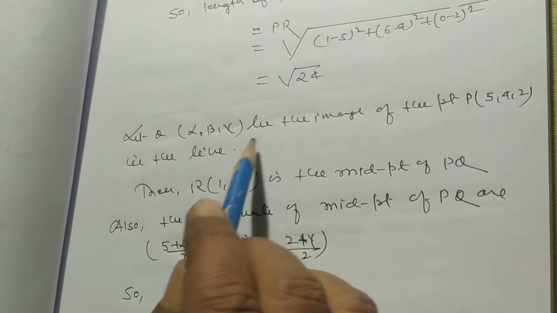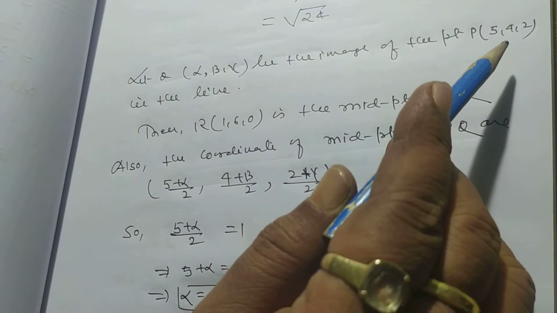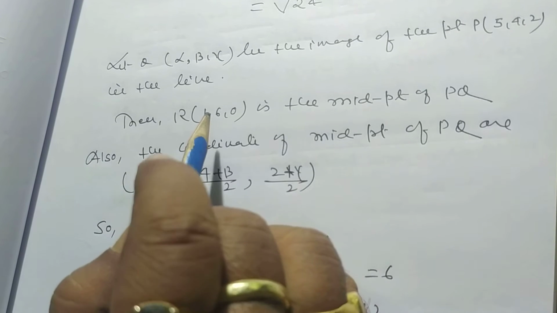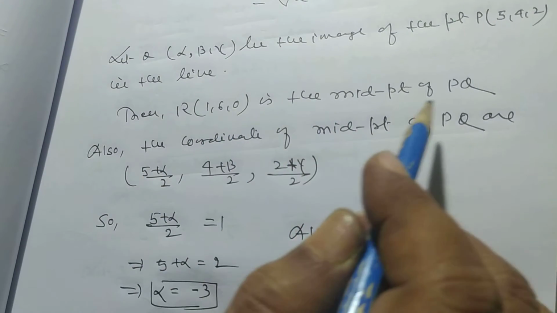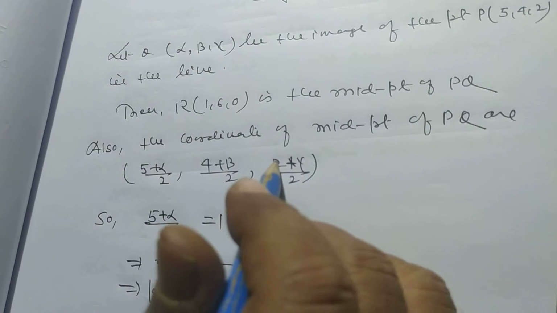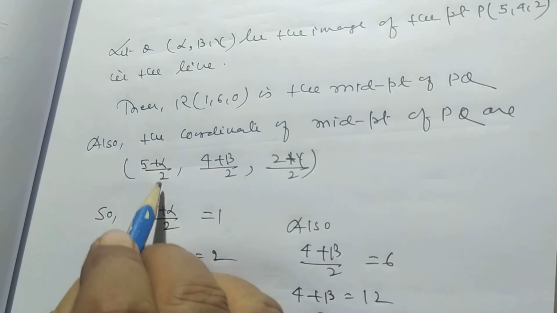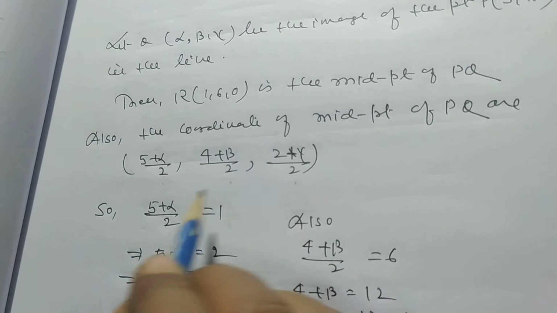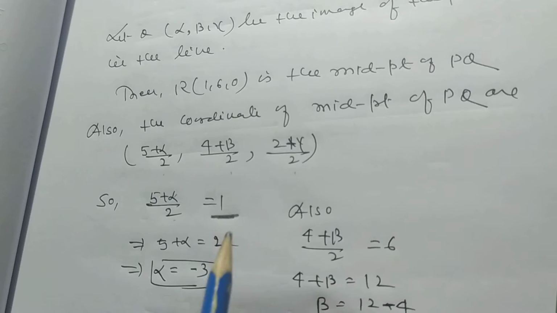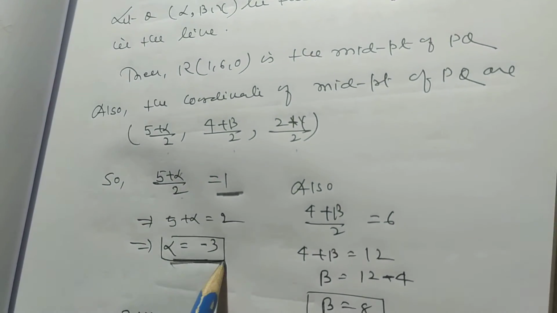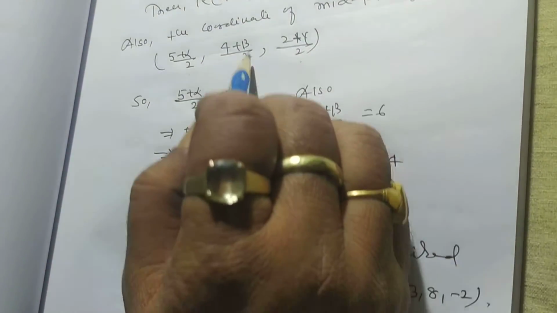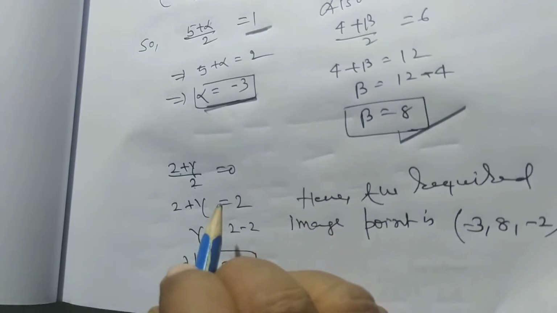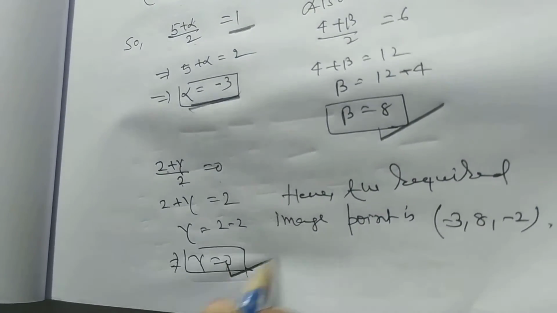Let Q(alpha, beta, gamma) be the image of the point P(5, 4, 2) in the line. Then R, whose coordinates are (1, 6, 0), is the midpoint of PQ. Also the coordinates of the midpoint of PQ are ((5 plus alpha) by 2, (4 plus beta) by 2, (2 plus gamma) by 2). So (5 plus alpha) by 2 is equal to 1, so the value of alpha is equal to minus 3. (4 plus beta) by 2 is equal to 6, so beta is equal to 8. And (2 plus gamma) by 2 is equal to 0, so gamma is equal to minus 2.